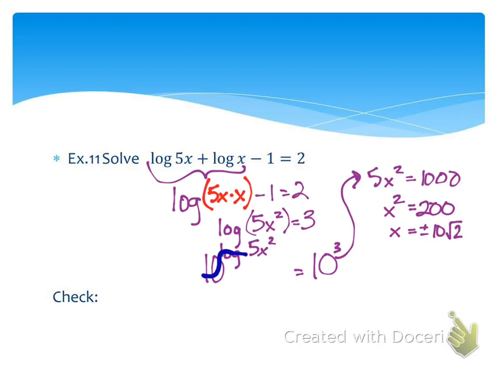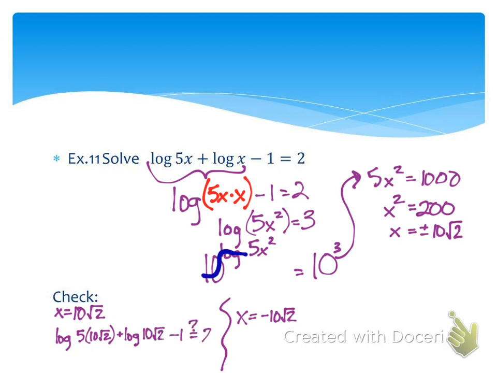So we're going to check to see if positive 10 root 2 or if negative 10 root 2 both work. The way we're going to do this is, well, we could use either our calculator or our knowledge. We're going to take common log of 5 times 10 root 2 plus common log 10 root 2. And then we'll subtract 1 to see if it's going to equal 2.